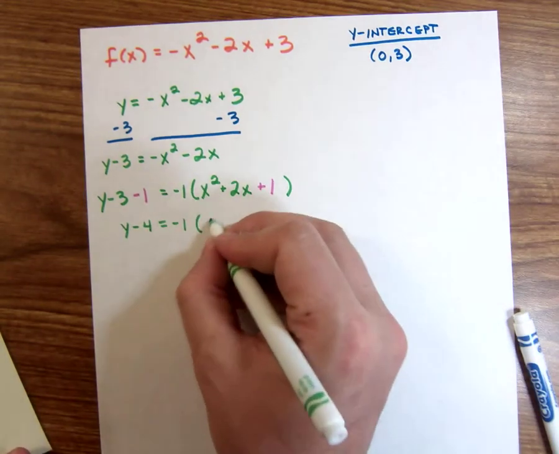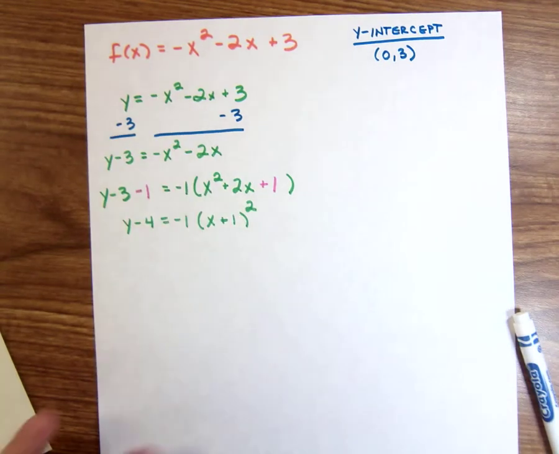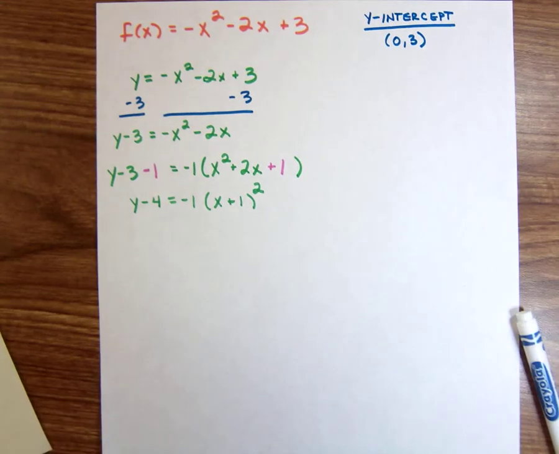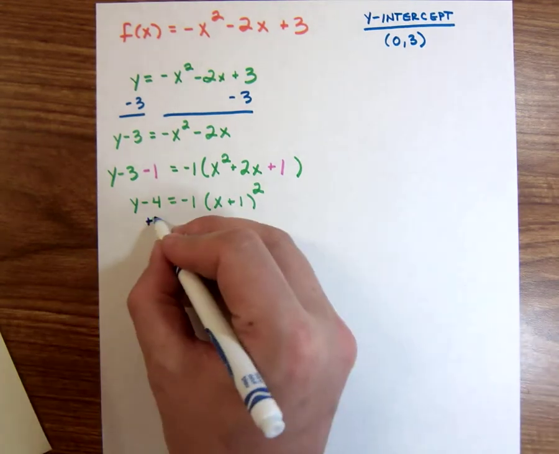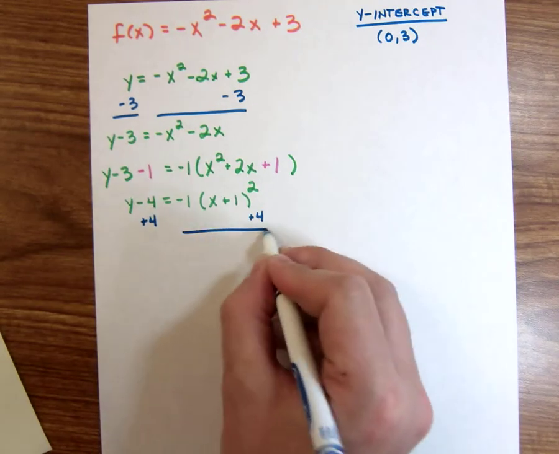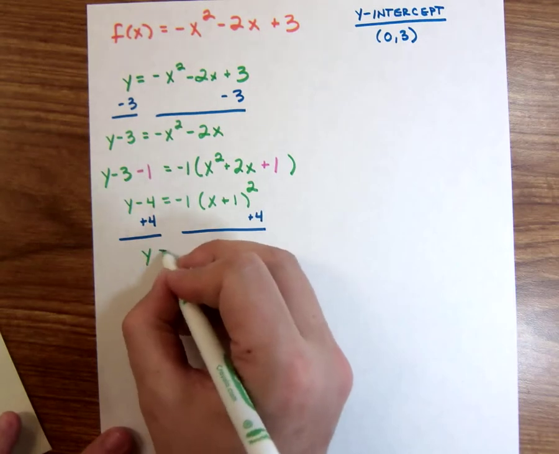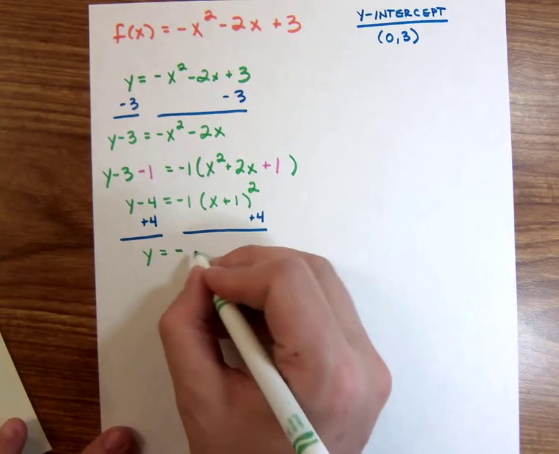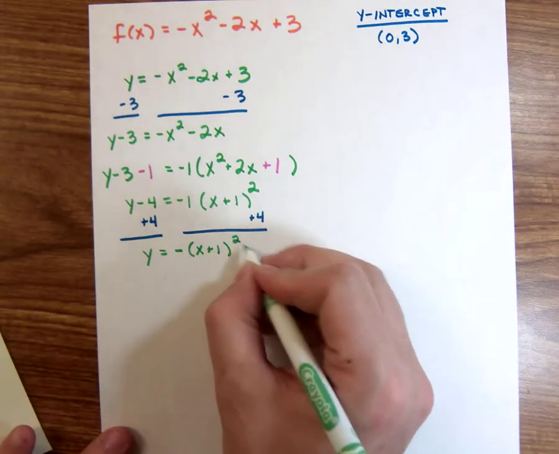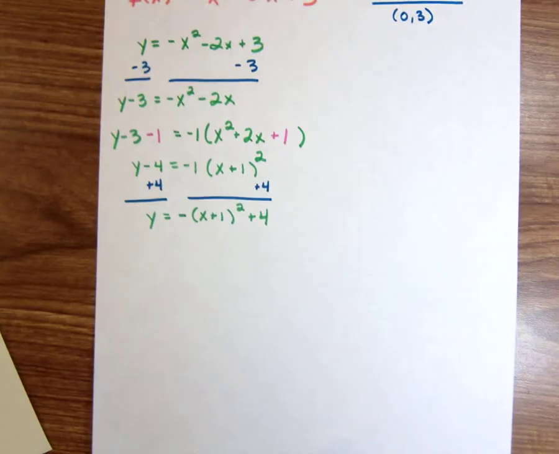Let's go ahead and factor it. x plus 1 squared. And then add 4 to both sides. So y equals, I'm going to drop the 1 and just do negative. You can keep the 1 if you want to. Here we go.